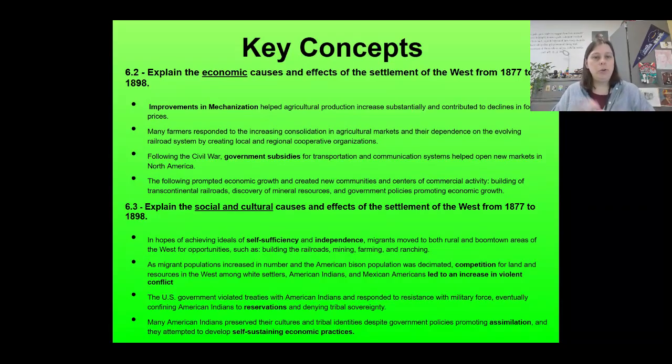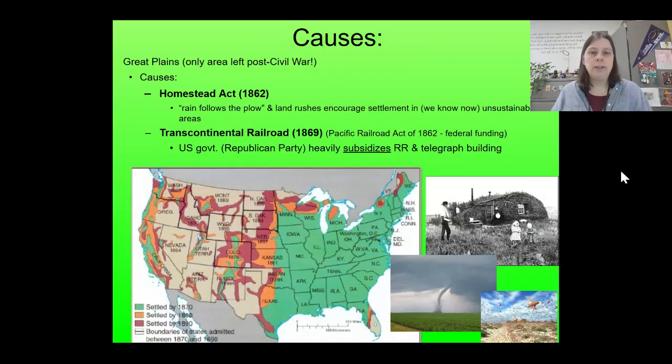You'll notice the key concepts, there's two here, 6.2 and 6.3, are divided basically into asking you to look for the economic causes and effects of settlement and then the social and cultural causes and effects. So cause and effect in both cases, but divided between economic and social and cultural. So we're also going to be looking at causes and effects. First up, causes. Why is there westward settlement in the 1860s, 1870s, and 1880s?